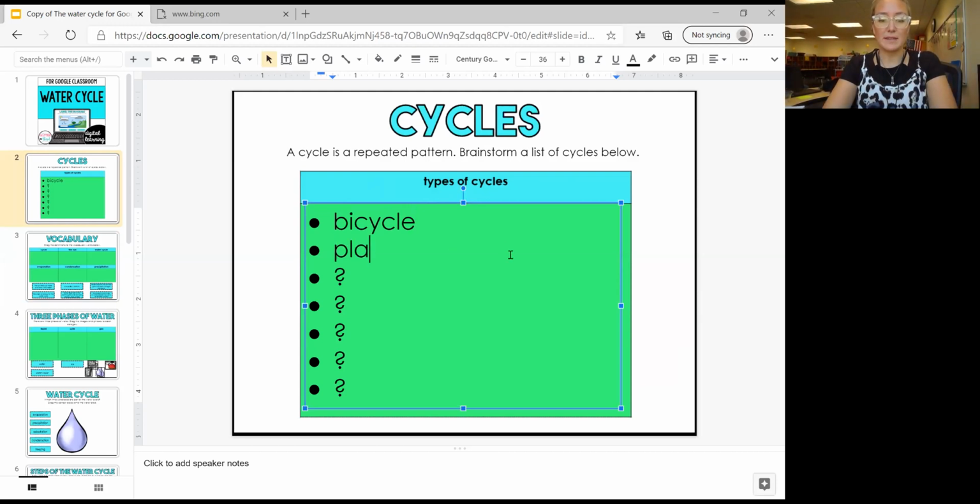Maybe you've seen the plant cycle. It starts with a seed, then it adds sunlight and soil, and then it grows, and then the seeds pollinate, and then it just keeps on going. Cycles are continuous.